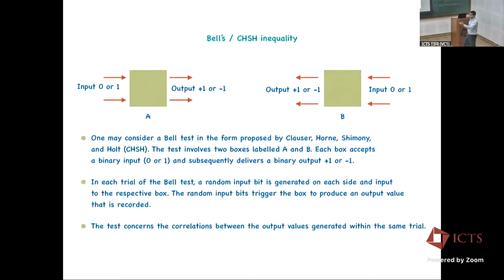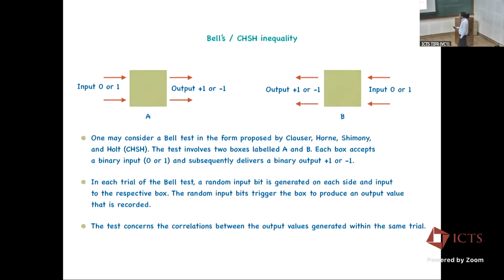After a few years, this CHSH inequality came. The CHSH inequality is a more general inequality and it is better suited for the experiment also. So what is that? Let me spend a little time on that. Then we will address that. What is non-locality?